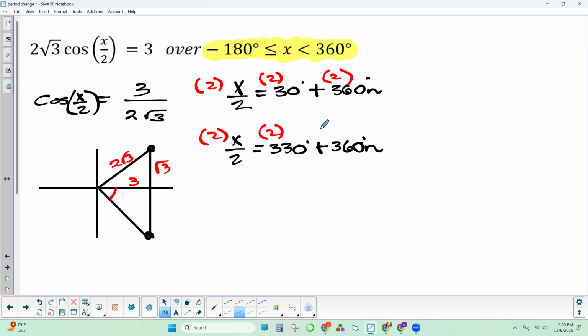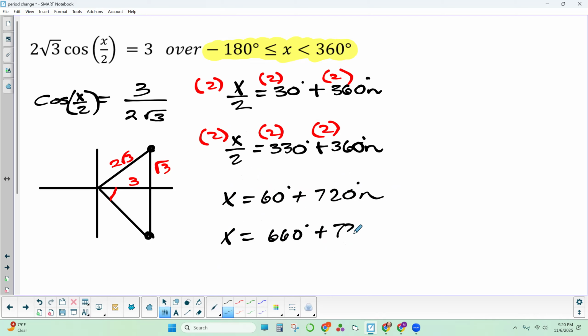Multiply everything by 2, adjust my angles, and that's going to give me x equals 60 degrees plus 720 degrees, and x equals 660 degrees plus 720 degrees. And those are my solutions for all angles. Now let's look at the interval at hand, which is negative 180 to 360.